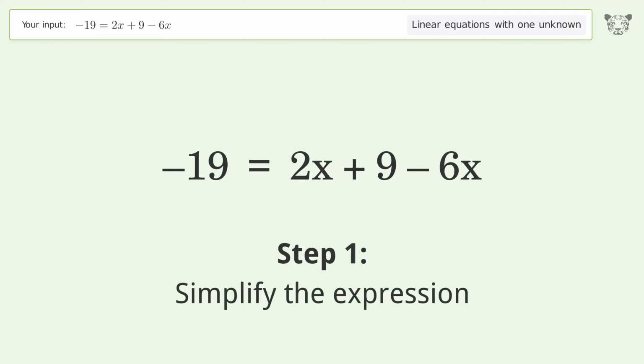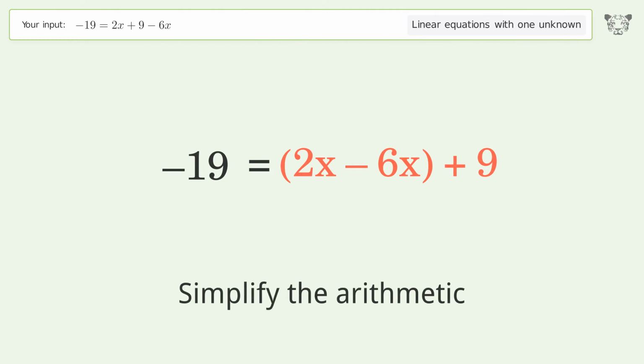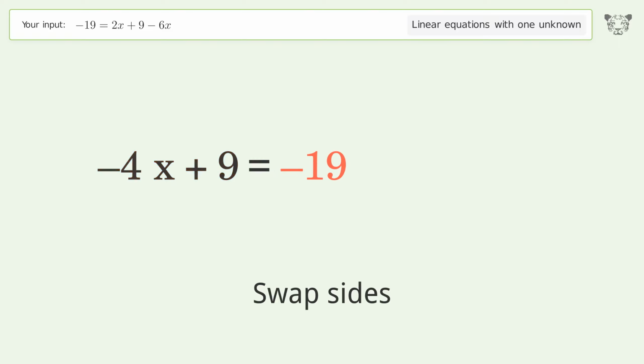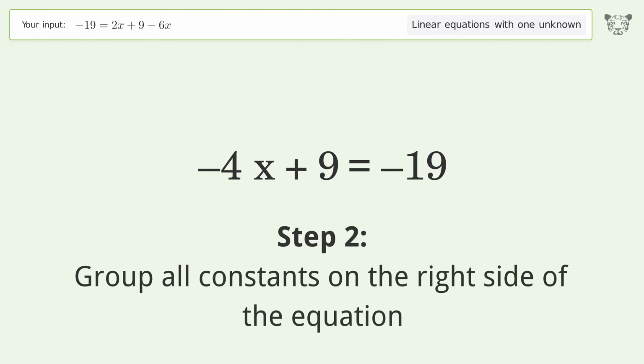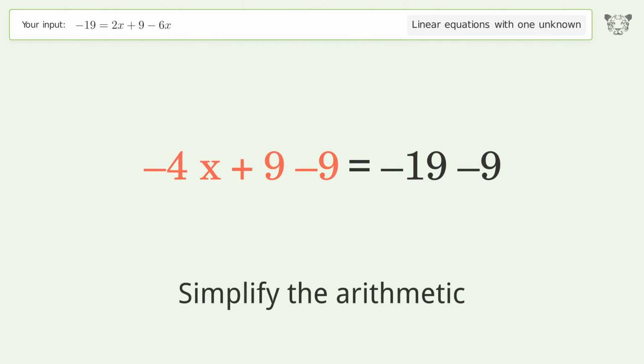Simplify the expression. Group like terms. Simplify the arithmetic. Swap sides. Group all constants on the right side of the equation. Subtract 9 from both sides. Simplify the arithmetic.